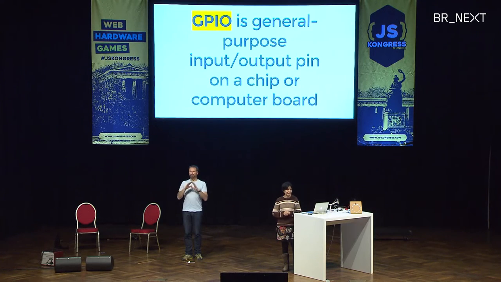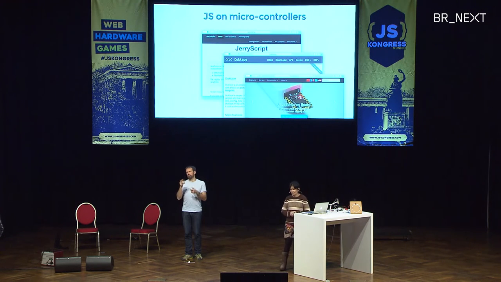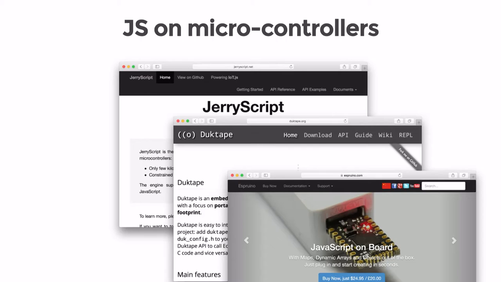So what is a GPIO? GPIO basically means general purpose input-output pin on a chip or a computer board. The second type of hardware is JavaScript running on a microcontroller. Now, microcontrollers do not run an operating system. They are single-threaded, and I really thank Gordon for going through the microcontroller concept yesterday.